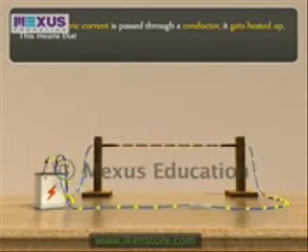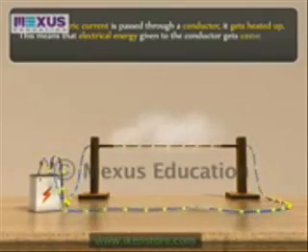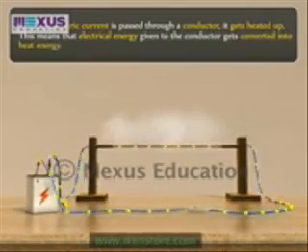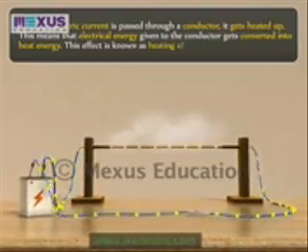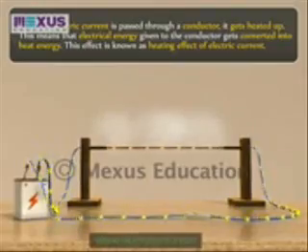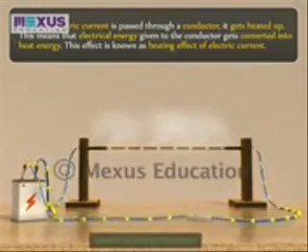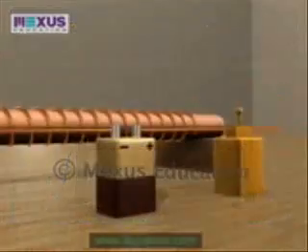This means that electrical energy given to the conductor gets converted into heat energy. This effect is known as heating effect of electric current. Let's perform an experiment to understand heating effect of electric current.